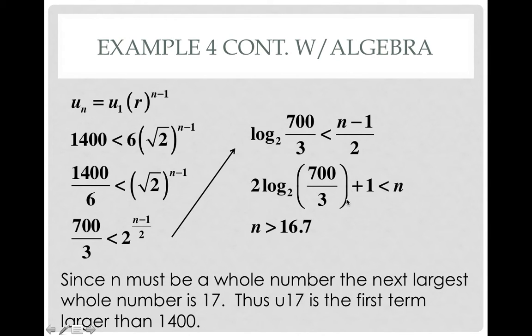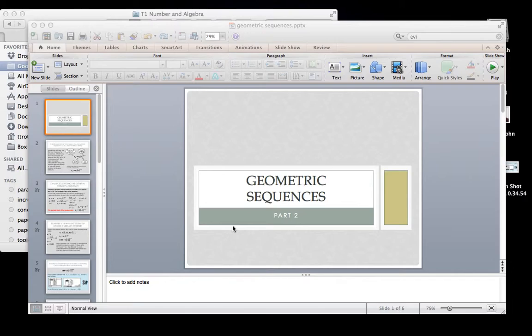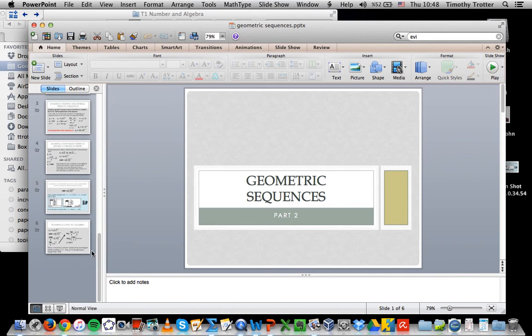Type this into our calculator. We get that n has got to be bigger than 16.7. So any term bigger than that point, so the 17th term, would be the first term that would give us the correct answer. So that's it. Those are 2 more problems using geometric sequences and your graphing calculator to solve. Hopefully you found this helpful.